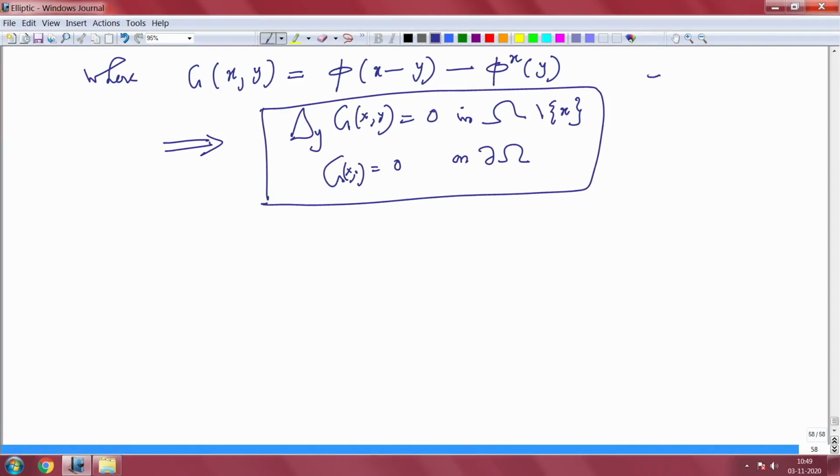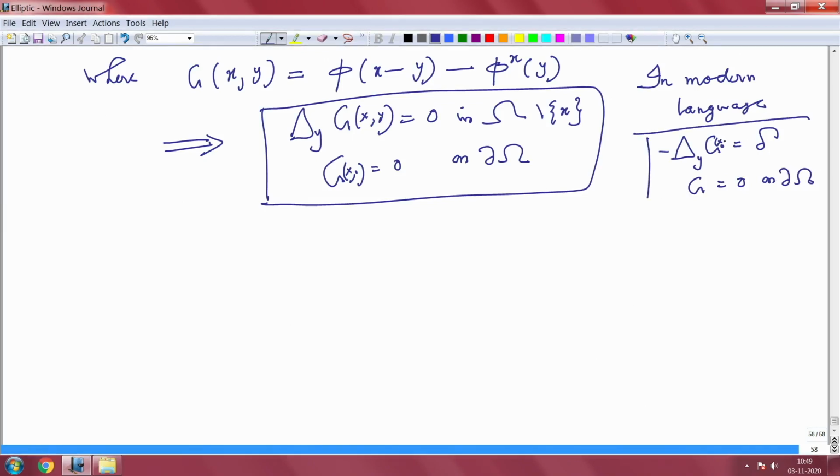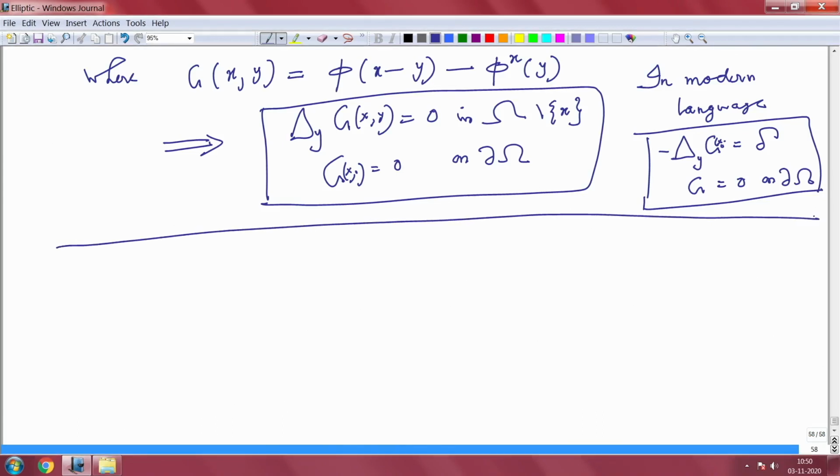In modern language, it is: solve this measure valued function, minus Laplacian of g with respect to y equal to Dirac delta, with g equal to 0 on the boundary of omega for each x. So, you see that is the modern language, which we will do. Okay. So, that is what the Green's function is. We will see more and more about the Green's function today.